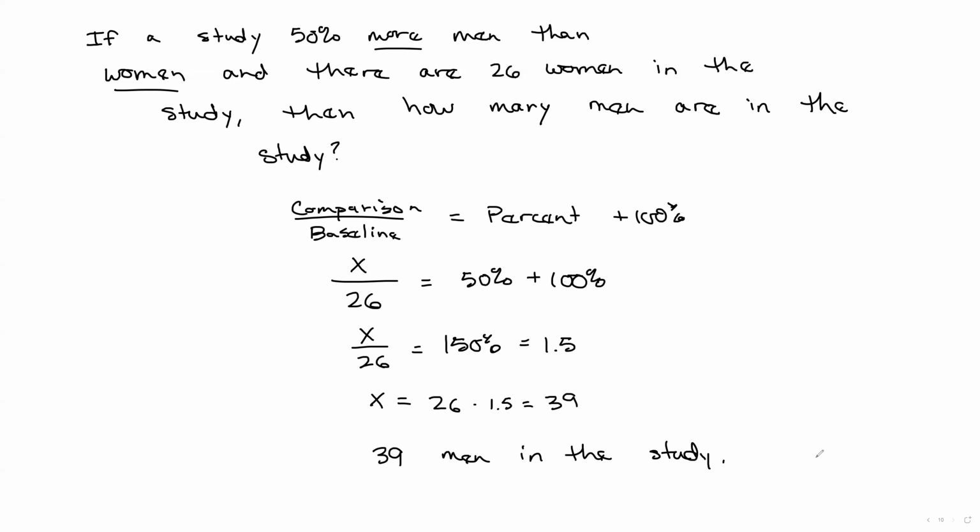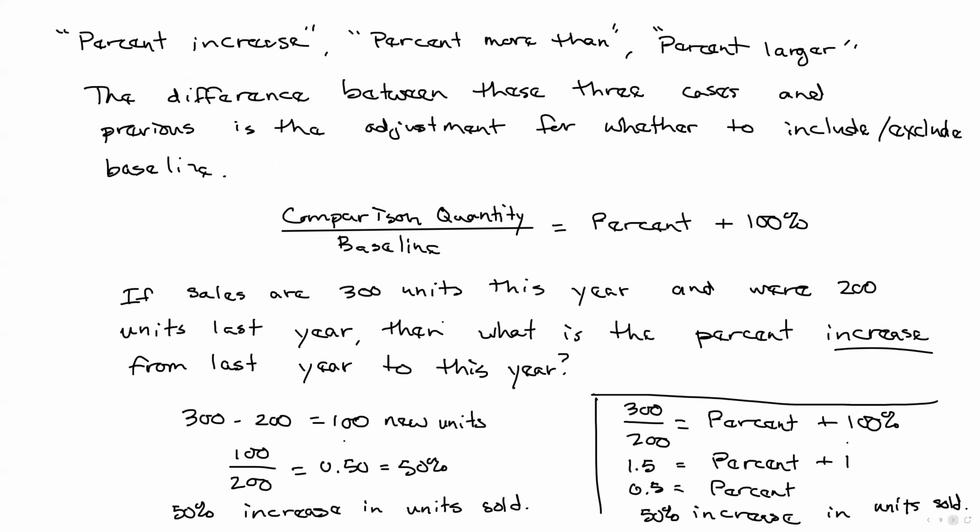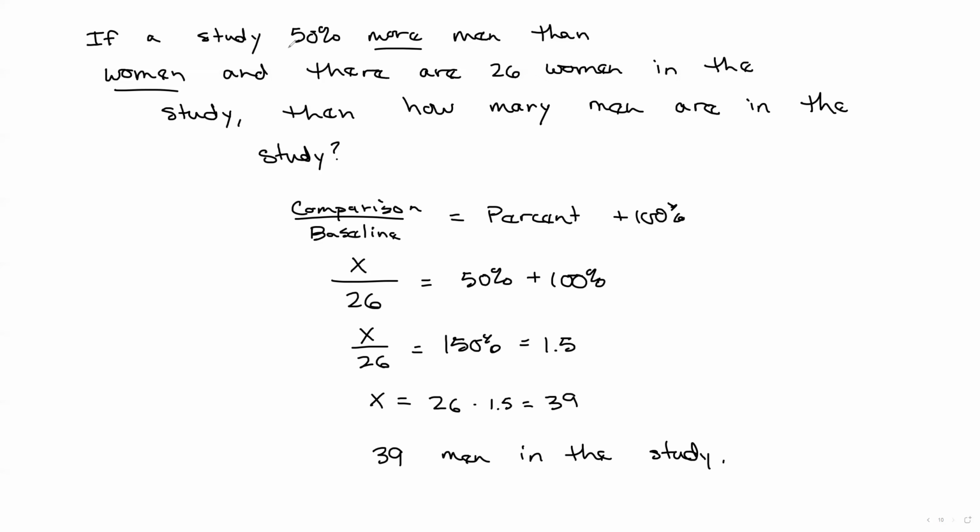If you don't have "more than," if it's just 50% the number, then you don't add the 1 and you just multiply by the decimal, 0.5. So 30 times 0.5 gets you 15, versus 26 times 1.5. With "more" we add the 1; if "more" is not there, we don't add the 1. That's the difference between the two. Hopefully that makes sense.